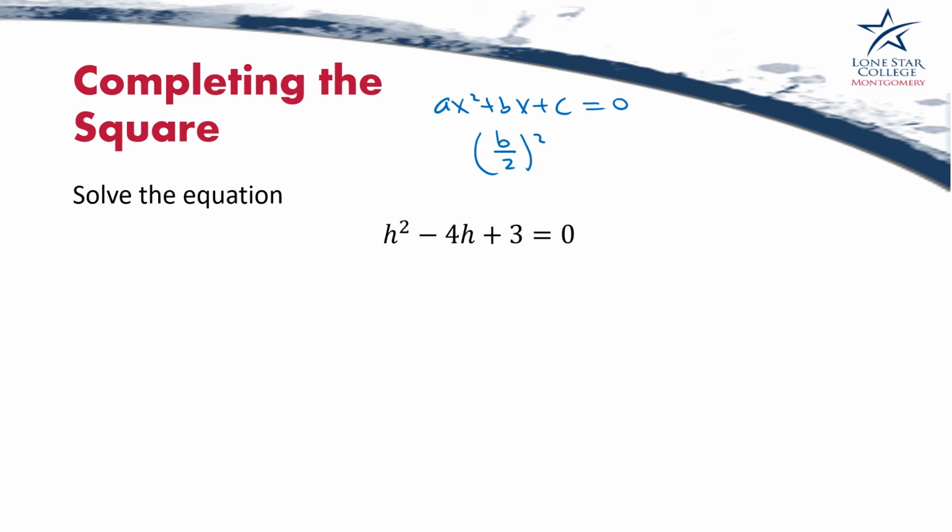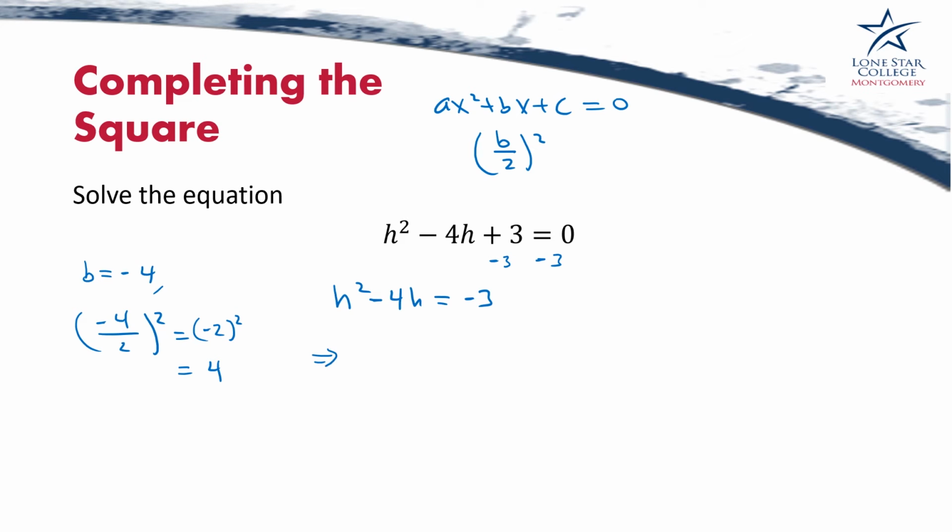So let's say for instance we can't factor this. First thing we need to do, to make it easier for ourselves, is subtract 3 from both sides to bring that 3 by itself on the right. So h squared minus 4h equals negative 3. Now we take our b value. Our b in this case is negative 4. We divide it by 2 and square it. Negative 4 divided by 2 is negative 2, squared equals 4. We take that 4 and add it to both sides of our equation.